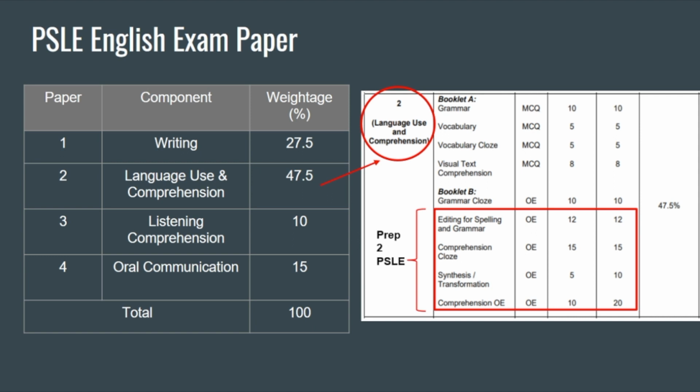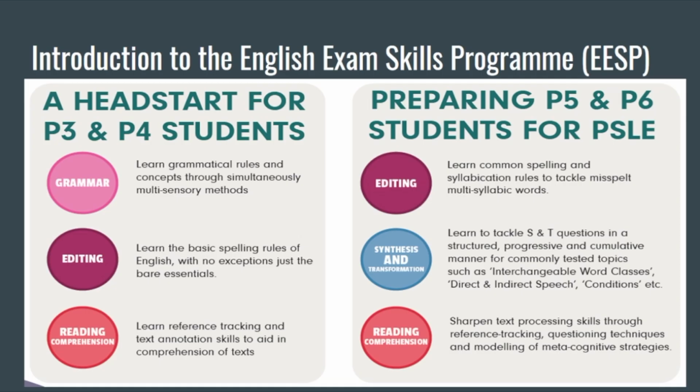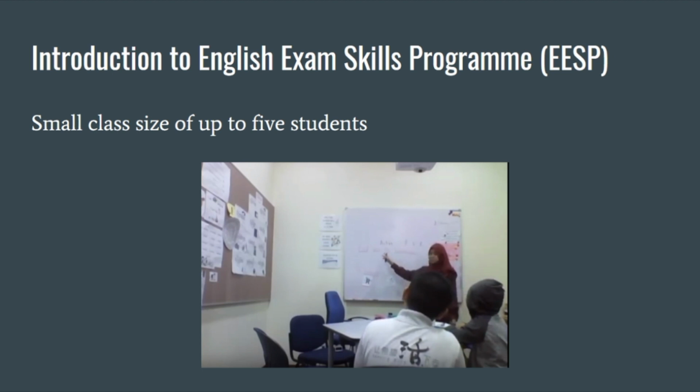So these are the 3 components that we are researching on. Later on, we'll present to you the scores. If you can see, comprehension cloze is not included in this research, however, it's part of our newly developed curriculum. So students are grouped according to primary 3 and 4. They will learn foundational skills in grammar, editing, and reading comprehension. Before they move on to P5 and 6, they'll be grouped together, and there's an added emphasis on synthesis and transformation.